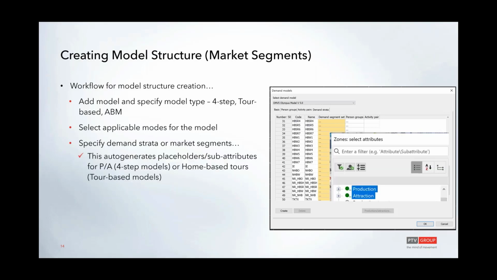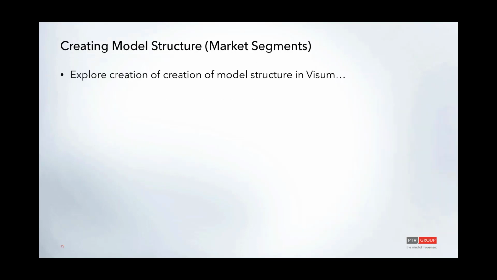Once we define these market segments, it automatically creates placeholders to store results for those market segments. For example, for the trip generation, production attraction values, the variables or the attributes used to store those results are automatically generated. Let's see how to create these in Visum in a network file that I have stored.